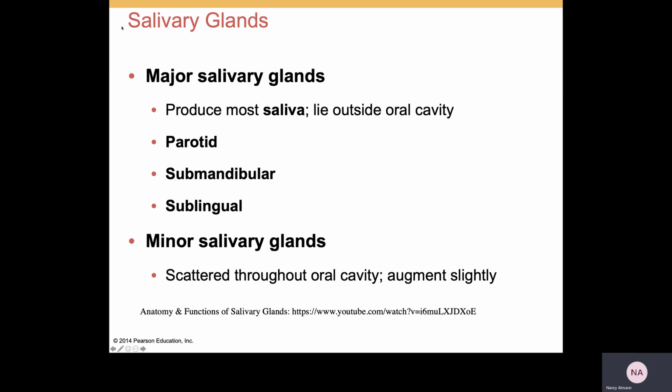There are also a bunch of minor salivary glands, and they are all over the oral cavity, and they slightly augment the amount of saliva that you produce. But the three biggies are the ones you need to know: the parotid glands, the submandibular glands, and the sublingual glands.